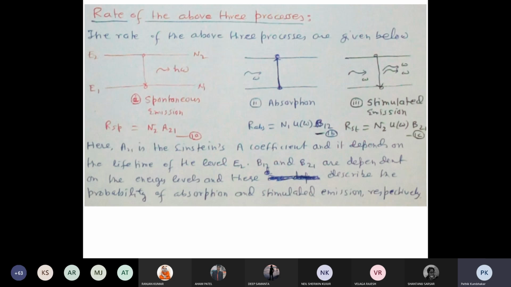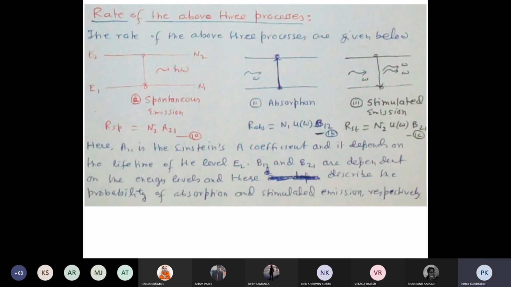I have already told that the material is a two-level system. So there are two energy levels that exist in the material only, level 1 and level 2. There is no existence of any higher energy level here. Okay. It is possible. It really happens in many cases. You are right. It really happens in many cases.